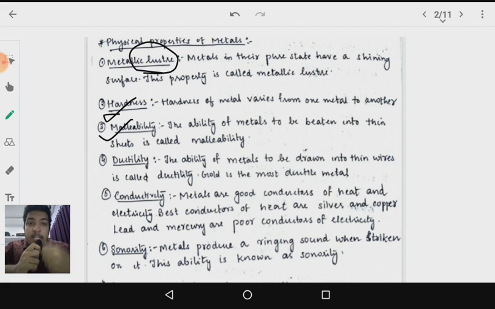Next is the ability of metals to be drawn into thin wires, which is known as ductility. It is due to this ductility that we have copper wires going into our cables.